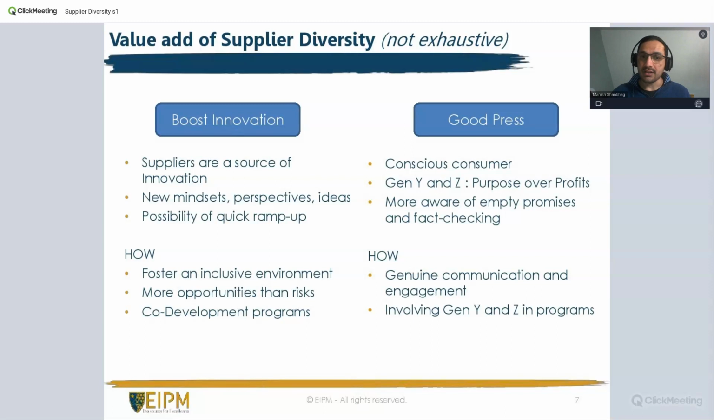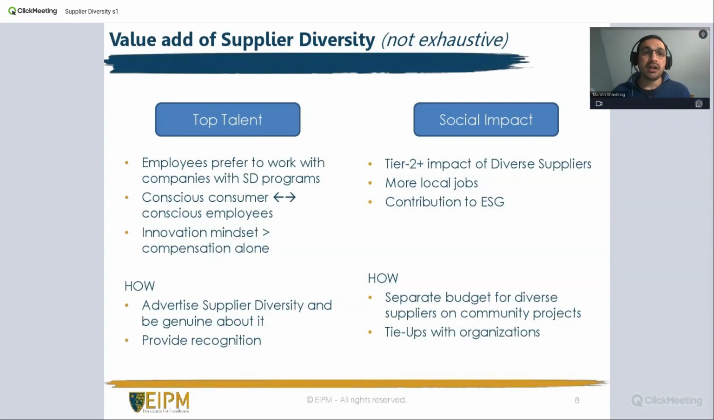How you could do this is, there are some organizations that are also involving Gen Y and Gen Z in programs. They are inviting interns, etc., to give ideas, share ideas. How can we build a diversity program? So it already gives you, as a buying organization, good ideas, good ways in which you can engage the new conscious consumer. Okay, so innovation, then you have good social media coverage.